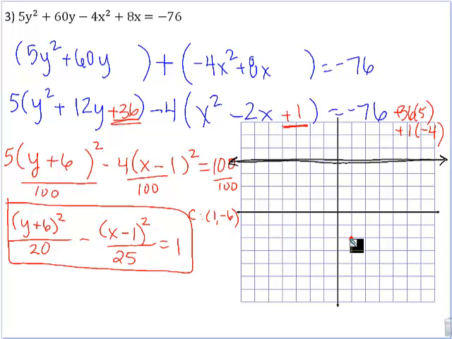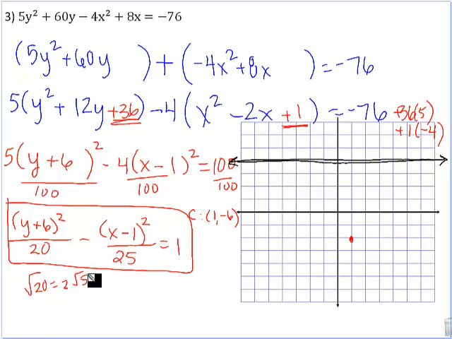So our vertices are dictated by this first denominator. So our denominator is 20. So how far, in this case, up and down, because it's attached to the y? How far up and down would I have to go from my center? Square root of 20, what's that about? Right, it is 2 square root of 5. I agree with you there. But how are we going to graph that?